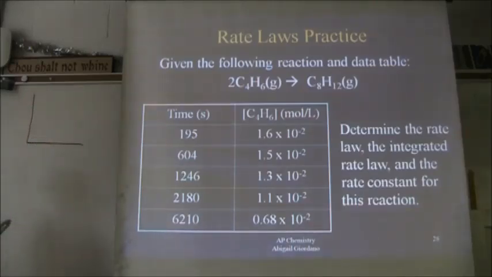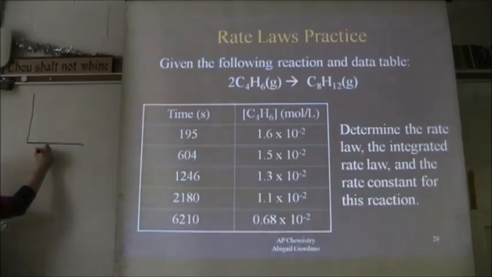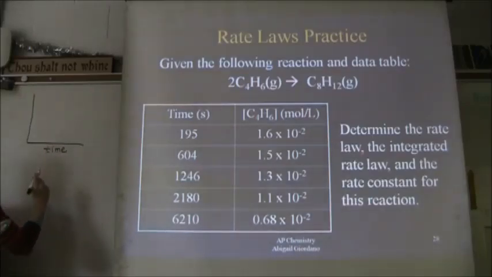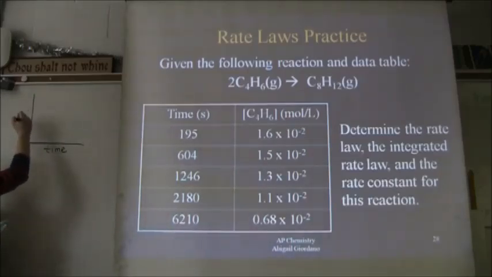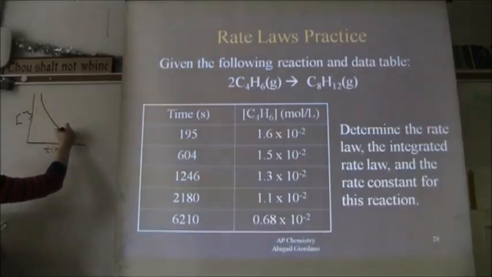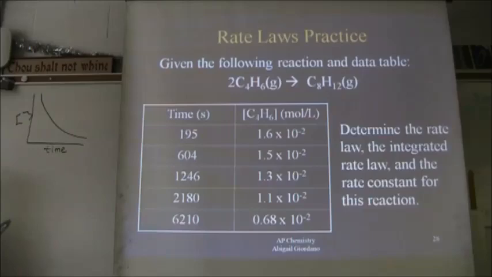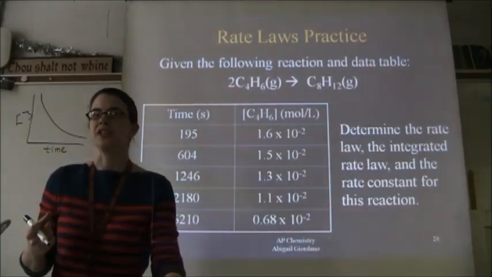What would be on the x-axis? Time? To test for zero order, what would be on the y? Concentration. Just plain old concentration. I'll just put a set of brackets. And let's say this graph that has already been created for you looks like this. Does that look straight to you? Doesn't look straight to me. What does that tell you? It's not zero order.